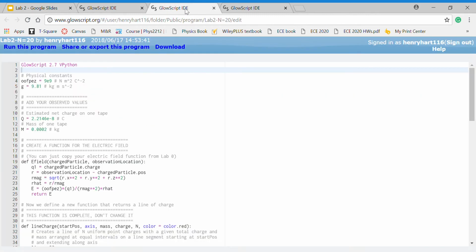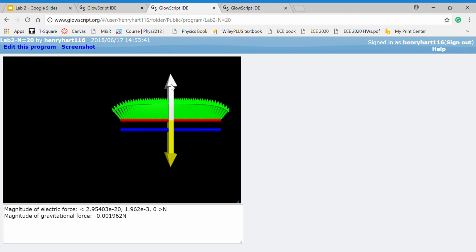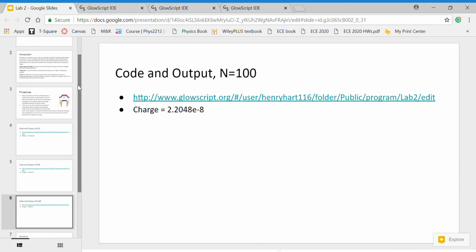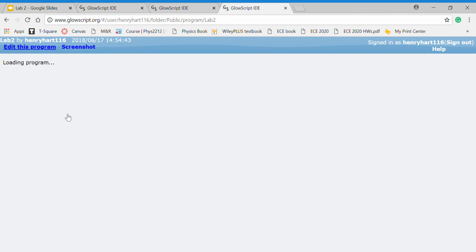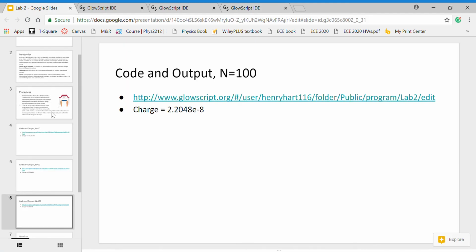And so therefore, the more accurate our estimation for the charge should be. So if we look at it for 50 points, we now know that the charge should be about 2.2146 times 10 to the negative 8. And as we can see here, the gravitational force and electric force are equal. And if we furthermore go on up to 100, and even thousands, it generally approaches 2.2 times 10 to the negative 8. And as we can see here, for 100 points, they're still roughly equal.